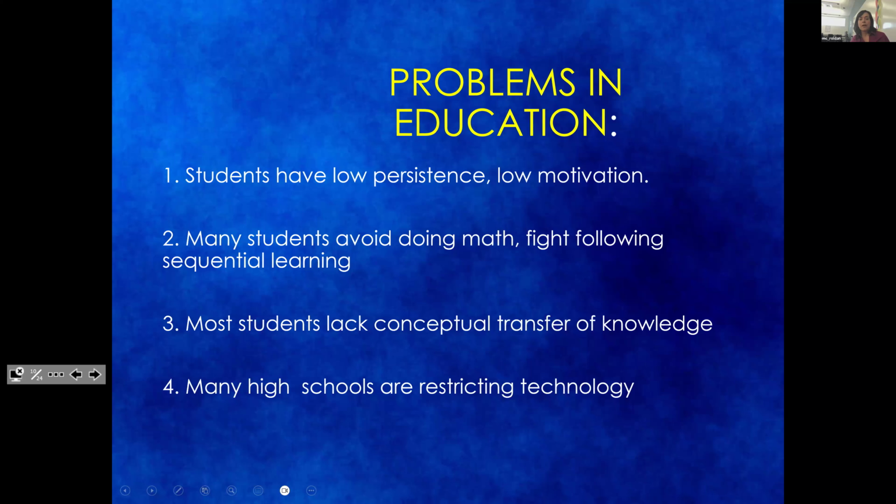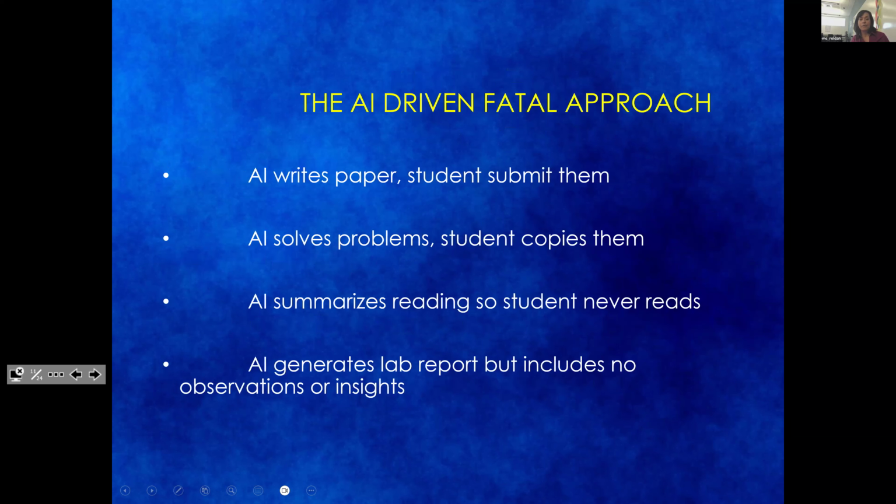And again, we see another problem is that there's high schools that are restricting technology, which actually might be a good thing in some cases. So I have this slide for the AI-driven fatal approach. So this is the thing that doesn't work. And I think people need to be aware of what doesn't work.